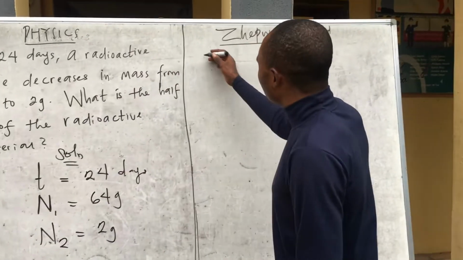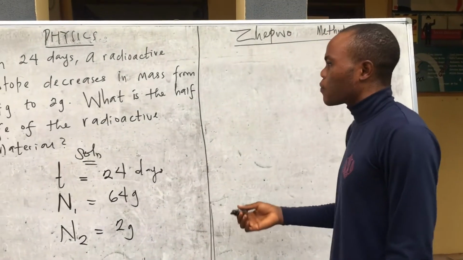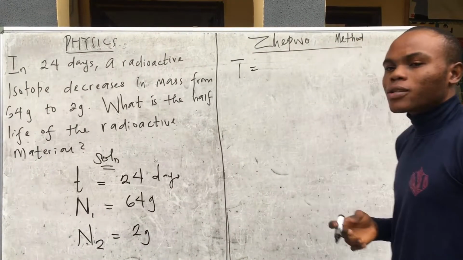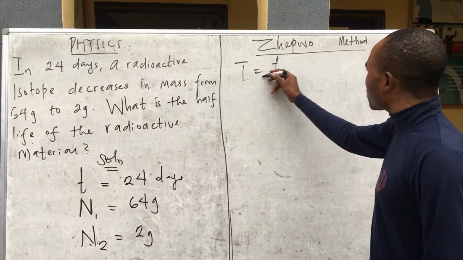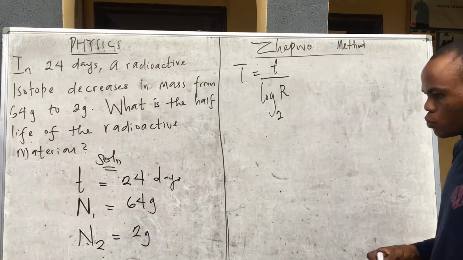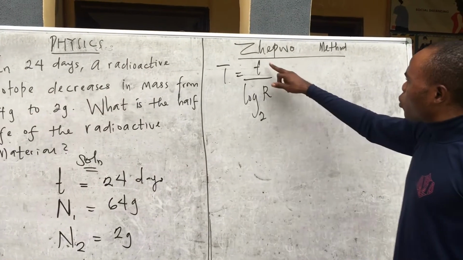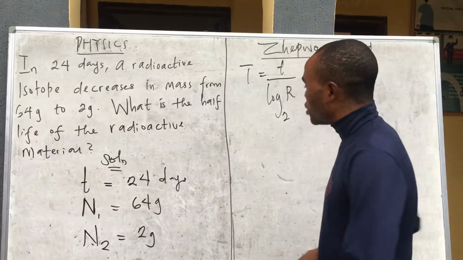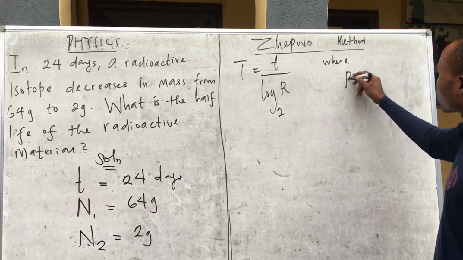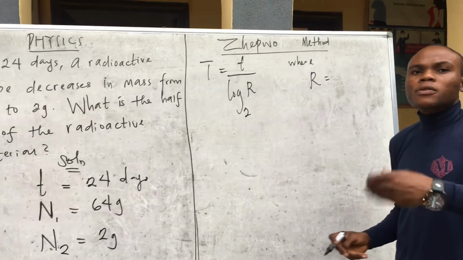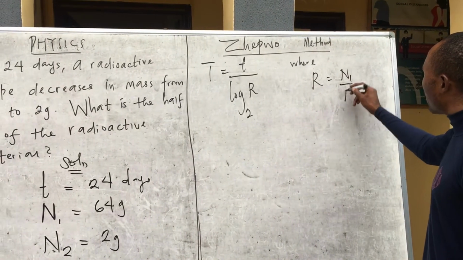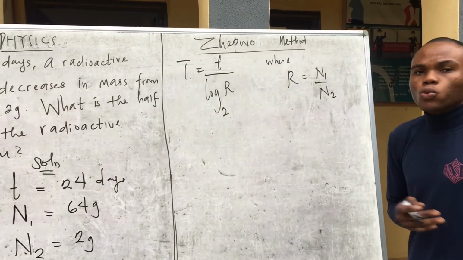Let us use capital T to represent half-life. Based on the Zhepwo formula, to calculate half-life, we use small t divided by the logarithm of r base 2. We know what our small t is, which is 24 days. The r here represents the disintegrating ratio, and it is given by N1 divided by N2.